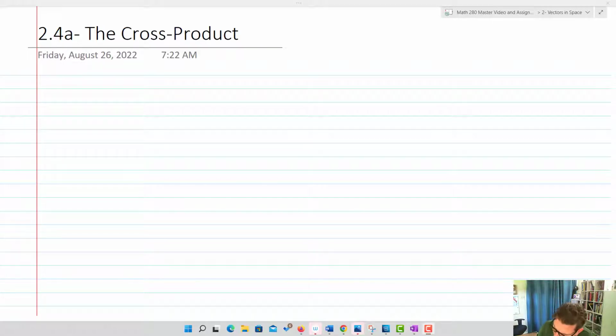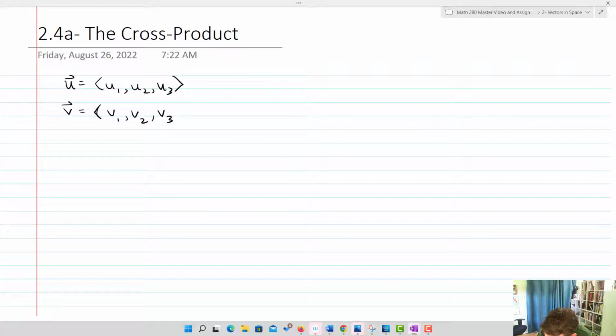So let's suppose that we have 2 vectors. We've got u, which equals u1, u2, u3, so it's in 3 dimensions. And we've got v, which equals v1, v2, v3. And we're going to construct a vector called u crossed with v. Notice it's got an x. That's not multiplication, that's actually finding the cross product.